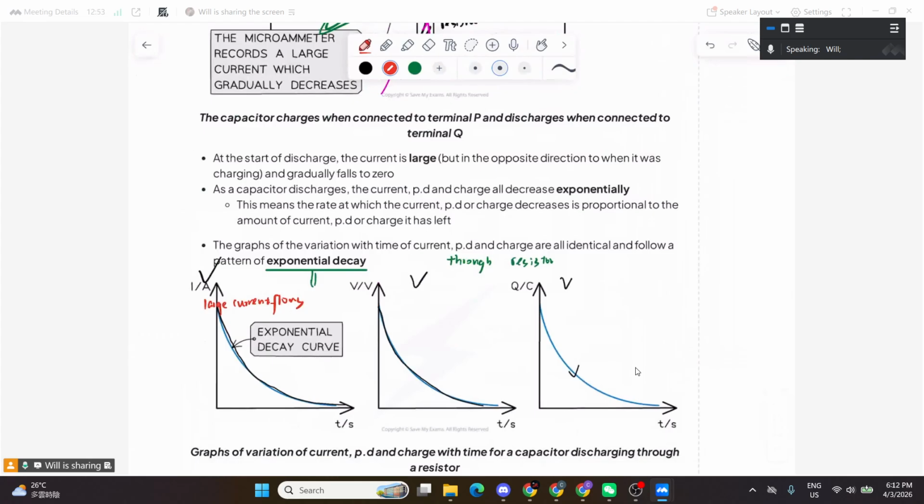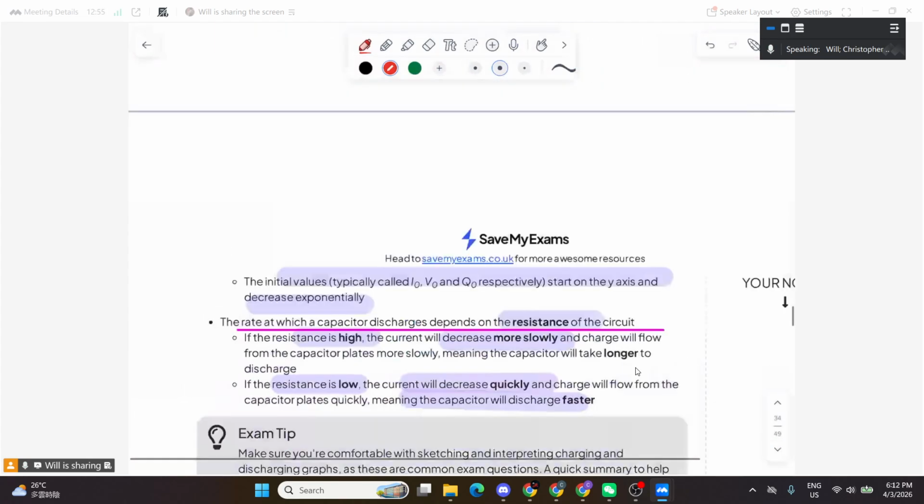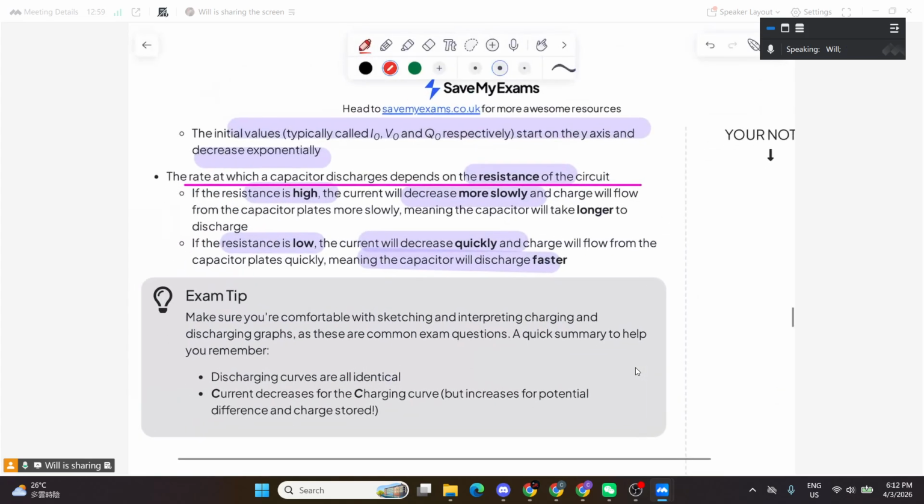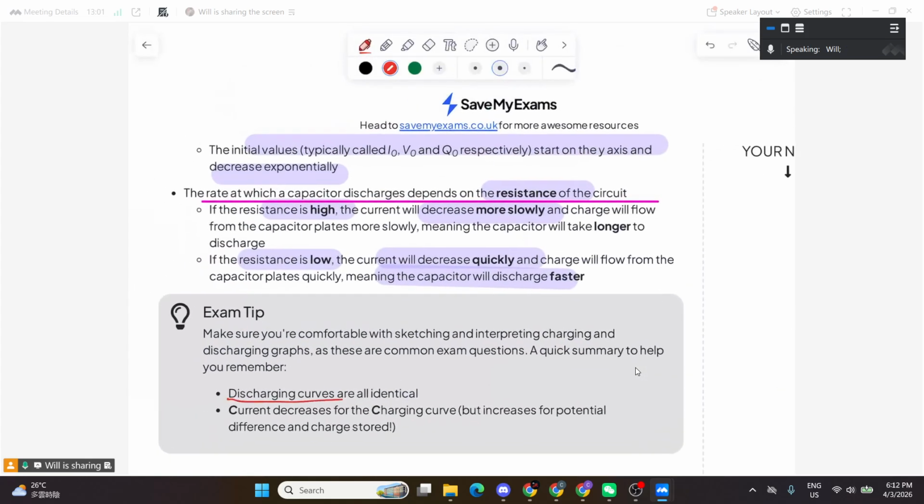Understand that? After that, look at the summary. For the discharging, we can summarize that the discharging curves are all identical. The current decreases for the charging process, but the potential difference and the charge stored increase. So remember that.